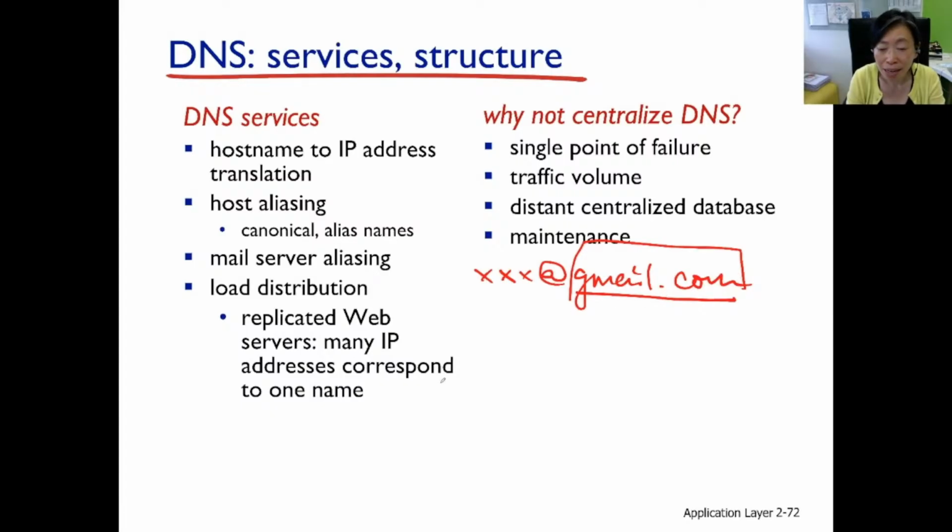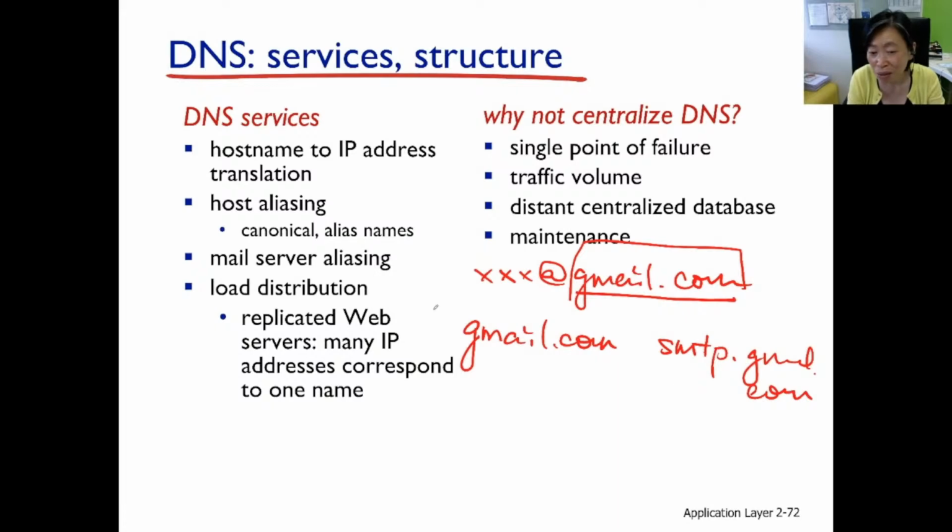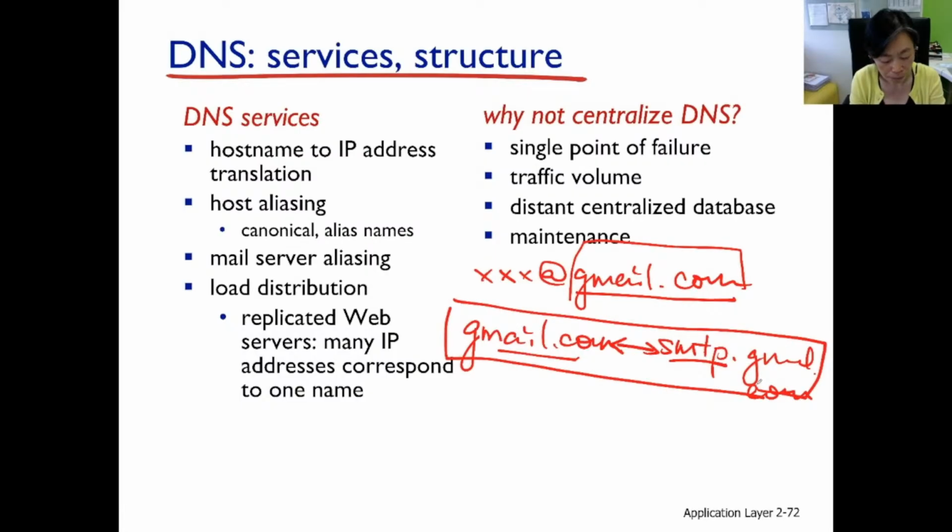So what happens in DNS is there are also entries saying for this domain, gmail.com, all the emails destined to this domain should be sent to this machine, smtp.gmail.com. We talked about this when we were telnetting to an email server to demonstrate the message exchange. smtp.gmail.com is the actual mail server for gmail.com. So there is also this entry in the DNS service, and this is called the mail server aliasing service.